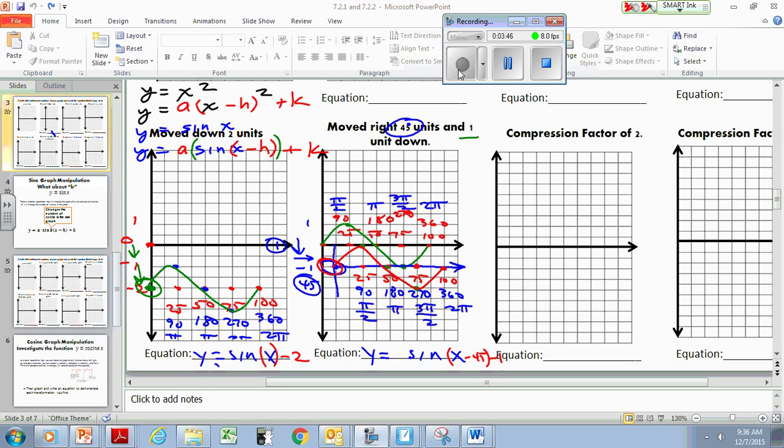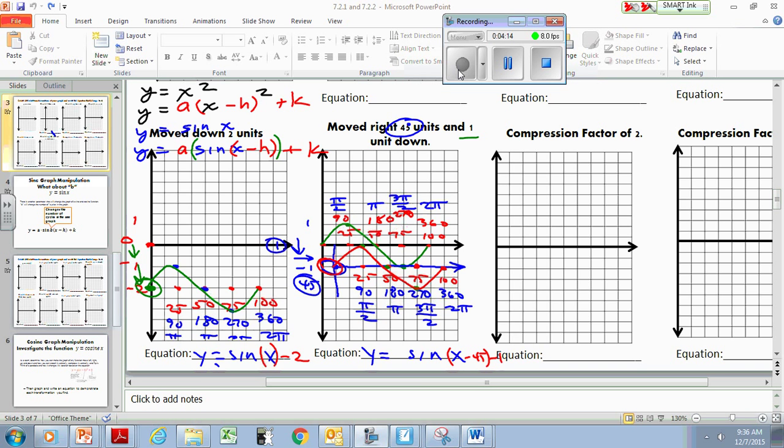Pause. And again, for test purposes, you need to know what the A does to the picture. You need to know what H does to the picture. And you need to know what K does. K moves it up and down. H moves it left and right. For the purpose of the sine wave, A increases the amplitude, changes the amplitude. Like we did here with the compression, or it changes the factor. Amplitude is what we should have there. That's where they're going to use.